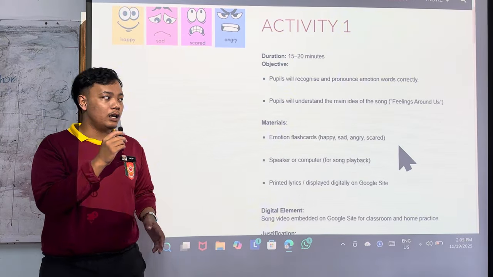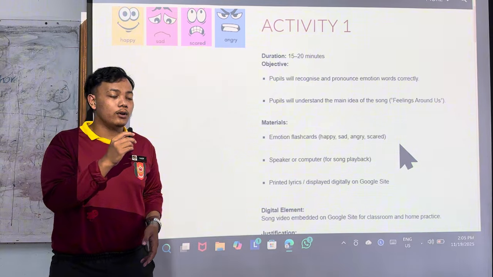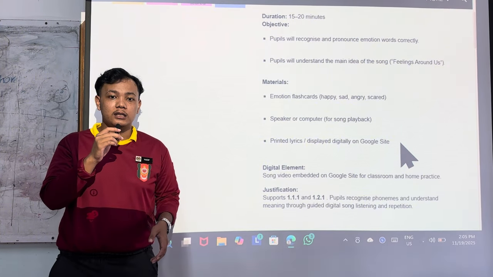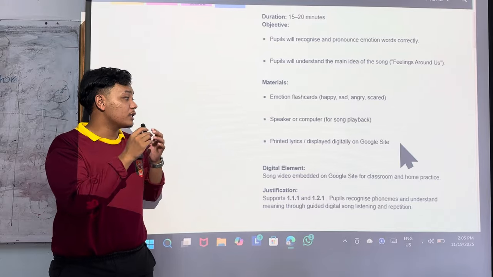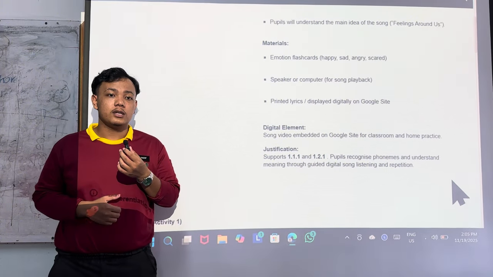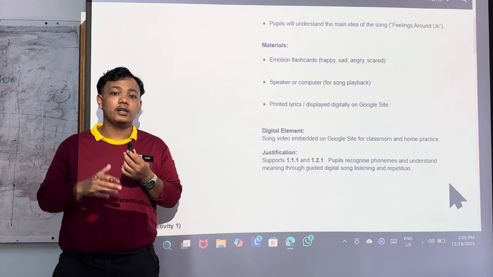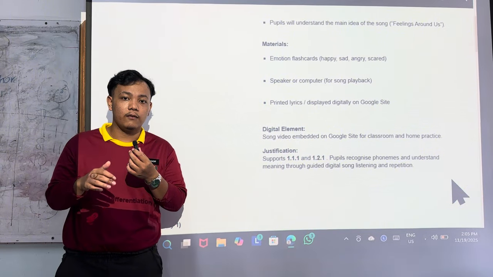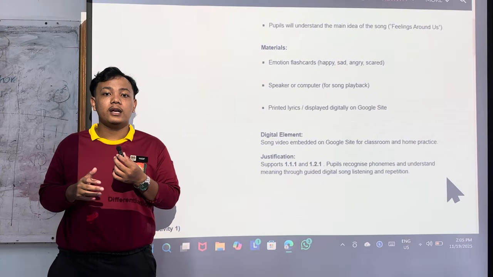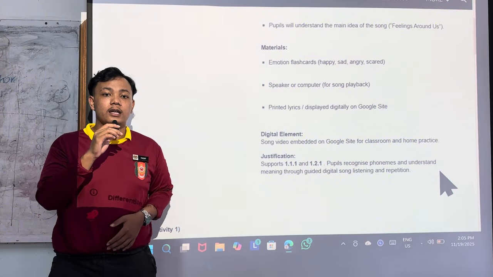The materials also needed are a speaker or computer for the song playback and printed lyrics displayed digitally on the Google Site. The Google Site also includes the modified lyrics, so the teacher can use it nicely. For the digital element, the song video is embedded on the Google Site for classroom and home practice. The Rain Rain Go Away karaoke version, they can also sing it with the modified lyric version.